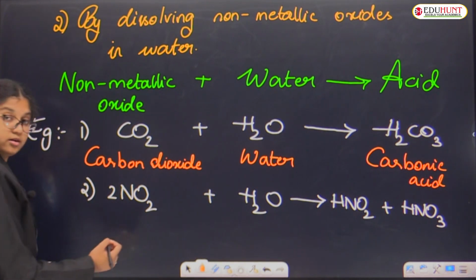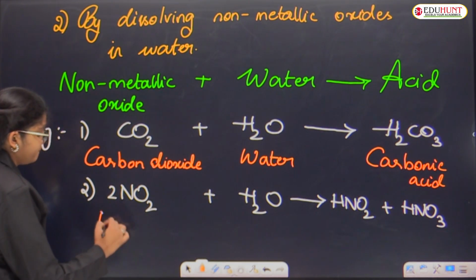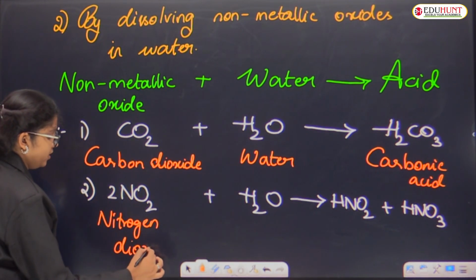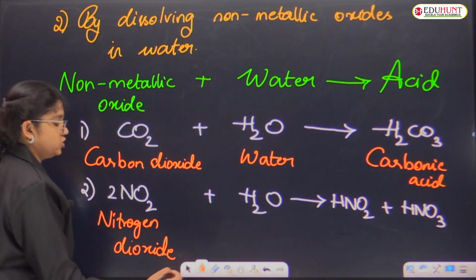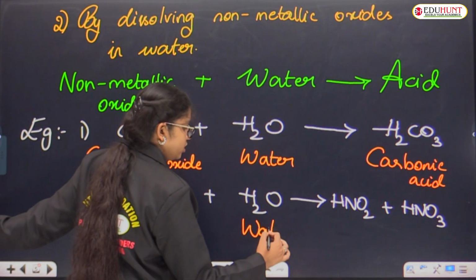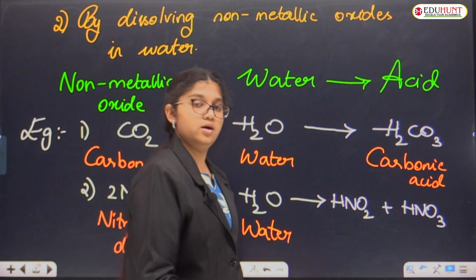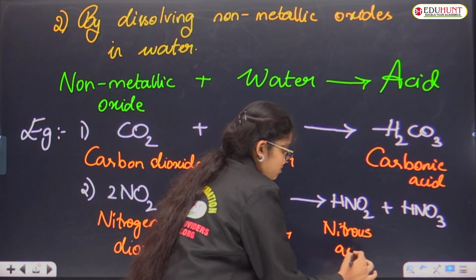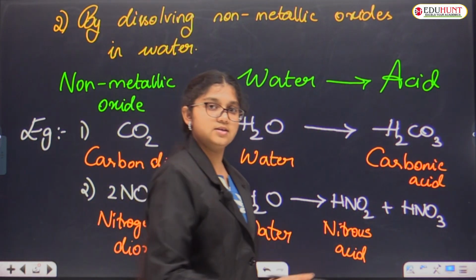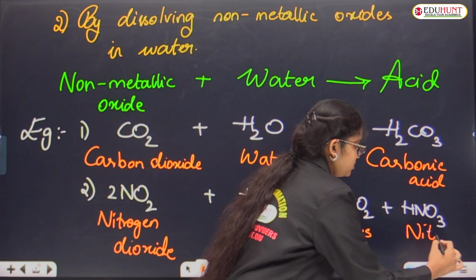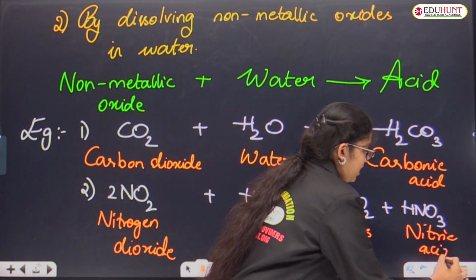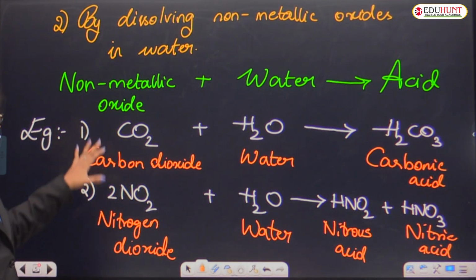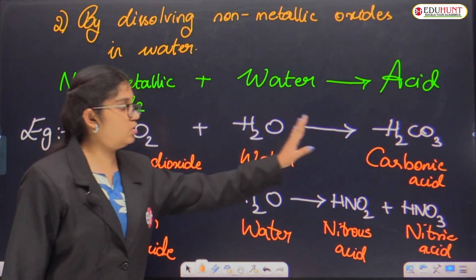Oh, no. Do you forget? What is NO2? Nitrogen dioxide. Very good. Nitrogen dioxide. And here H2O, water molecule. Very good. HNO2. It is nitrous acid. Okay. What is HNO3? It is nitric acid. So, this is the second example for dissolving non-metallic oxides in water to give rise to acids.